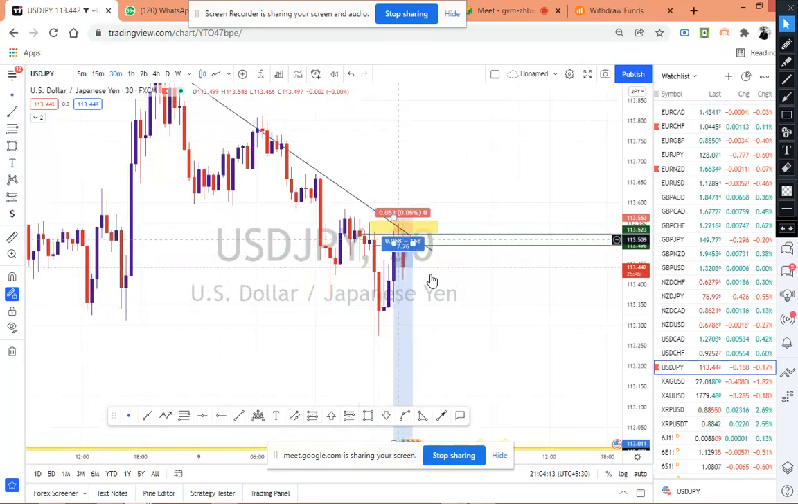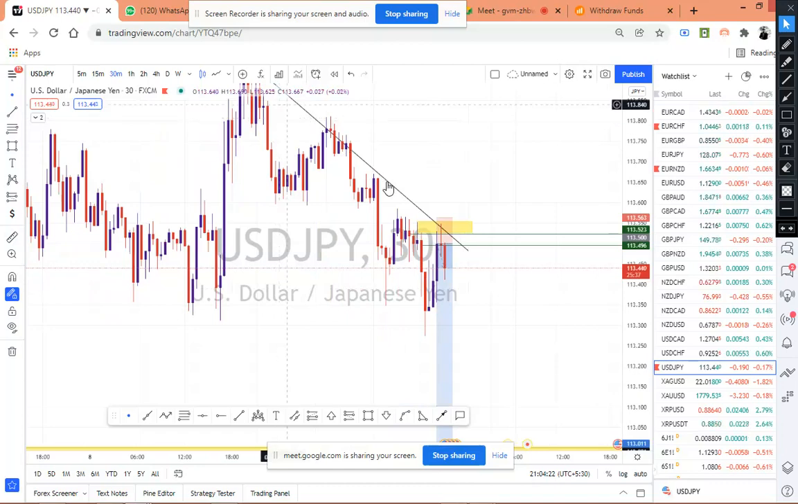Why? Because we have an evening star pattern, right? Evening star pattern: strong green, weak red, followed by strong red. Okay, from this resistance trend line.